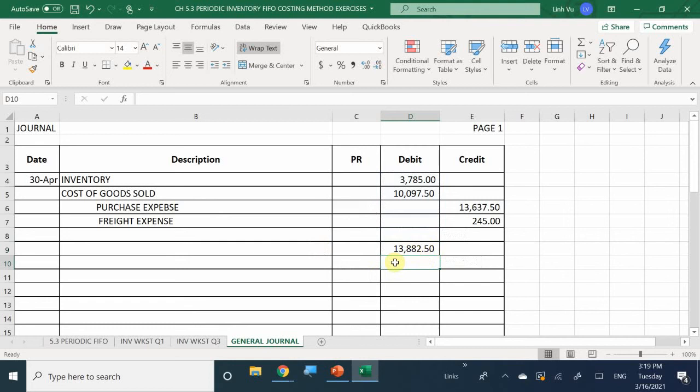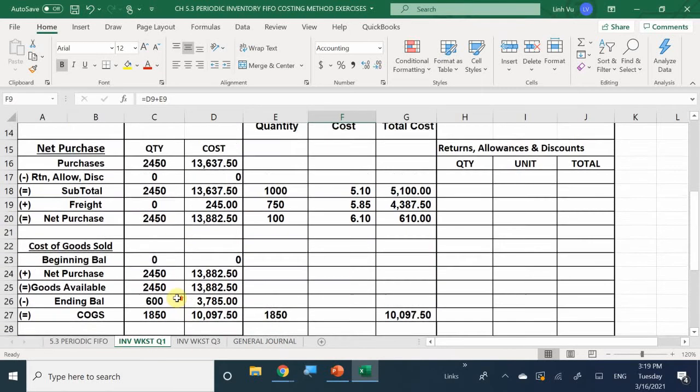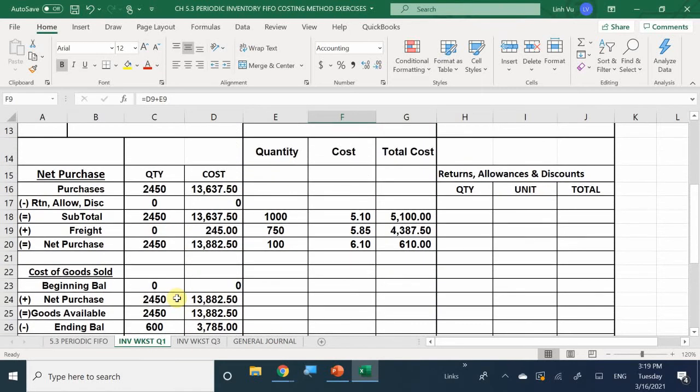All right, so I have a total of $13,882.50 on my left side, and I also have the same $13,882.50 on my right side. So where do we see this number? Your net purchase. Correct. And it's also in your goods available. In this context, because we haven't introduced beginning inventory yet, you would associate this with your goods available. So there you go. We matched our inventory worksheet, and we matched our conversion journal entry. So now we are complete with this transaction.